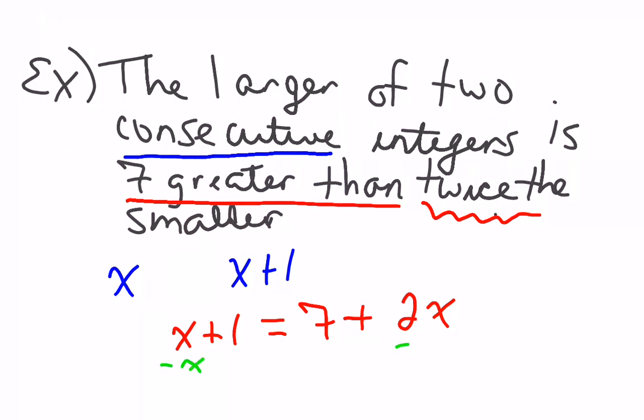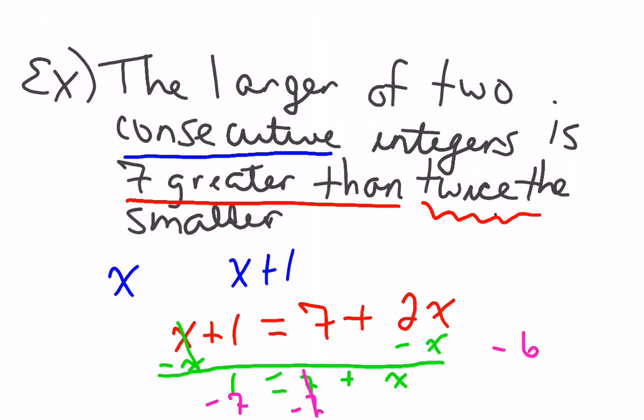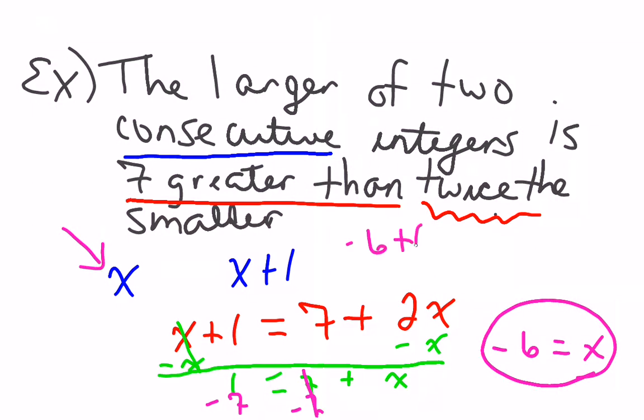So we want to subtract x from both sides. Again, at this point we could start anywhere. So then we have 1 equals 7 plus, and then 2x minus x is x. And next step is we want to subtract 7 from both sides. So we have 1 minus 7, that gives us negative 6. This is 0, and we have x left over. So the one number is negative 6, and that's x, our first number. So then what's the next number? Well, it's negative 6 plus 1, which would mean negative 5. And that seems really weird, but remember negative 5 is going to be bigger than negative 6.